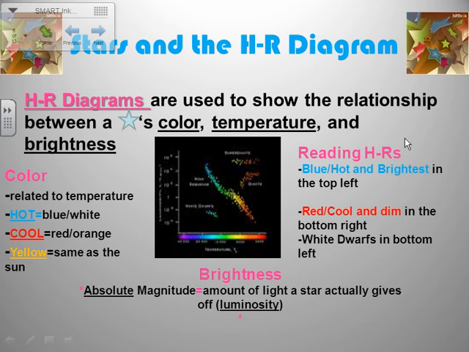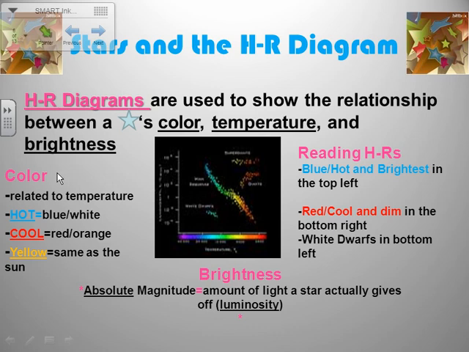Okay. This next portion is about stars still, but we're going to talk about something called the HR diagram. HR diagrams are used to show the relationship between a star's color, temperature, and brightness. Again, they'll show a relationship between a star's color, temperature, and brightness.